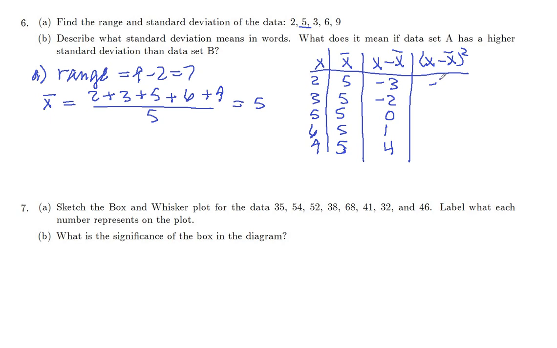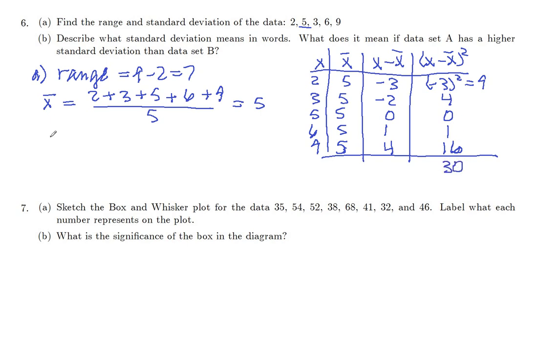So negative 3 squared is 9. Negative 3 times negative 3. Negative 2 squared is 4. 0 squared is 0. 1 squared is 1. And 4 squared is 16. And then remember what you do is you sum up that last column. So let's see, we've got 16 here, and that 4 would make 20, 30.